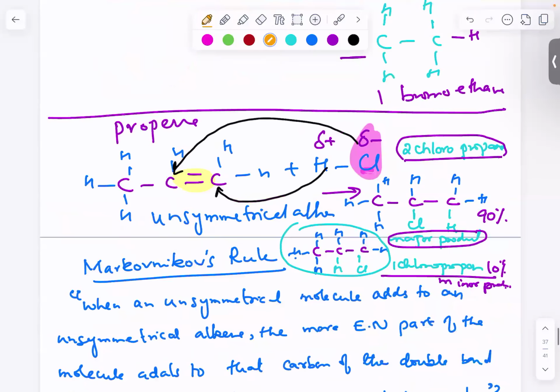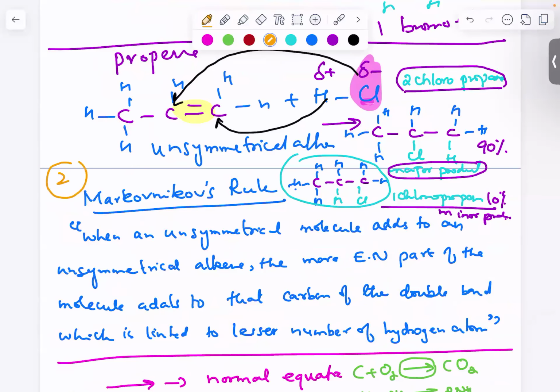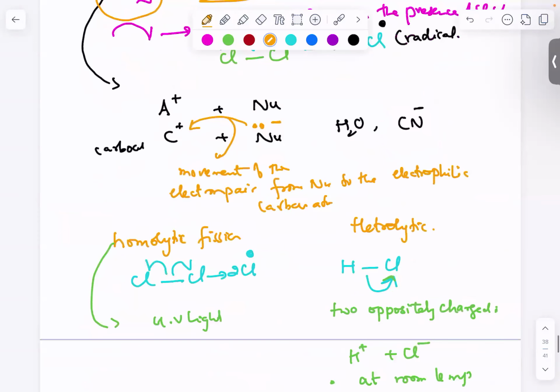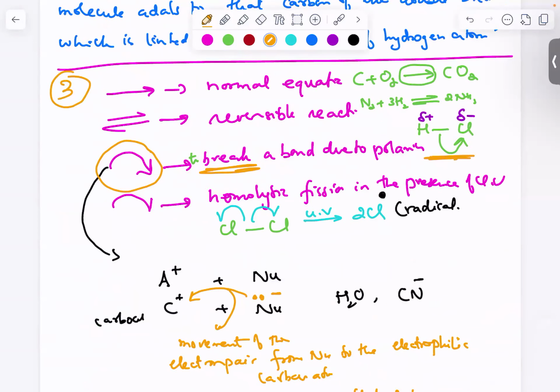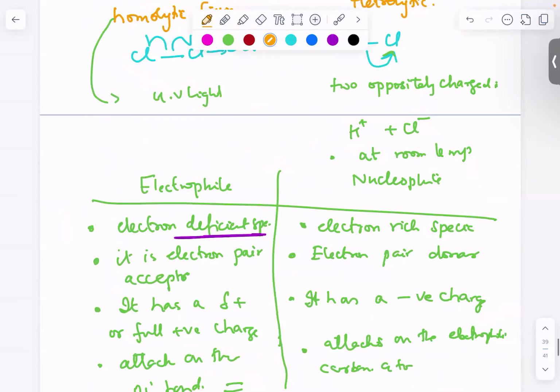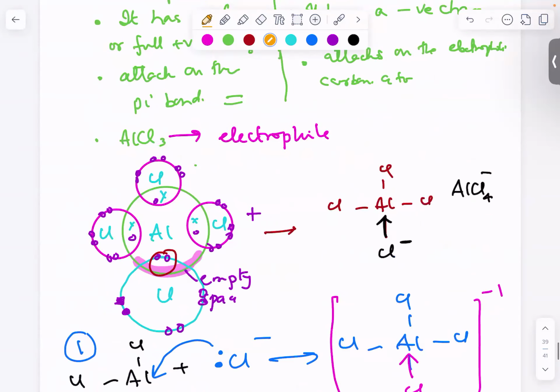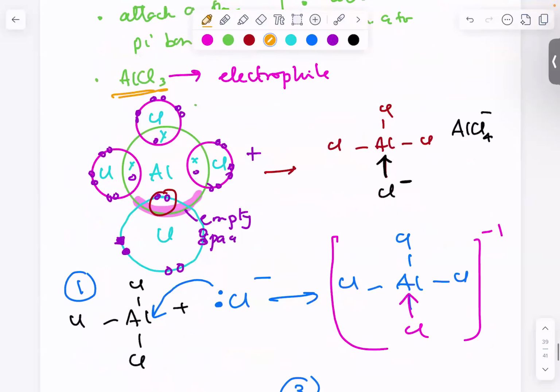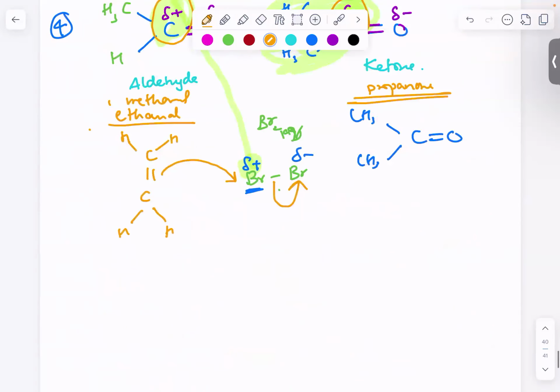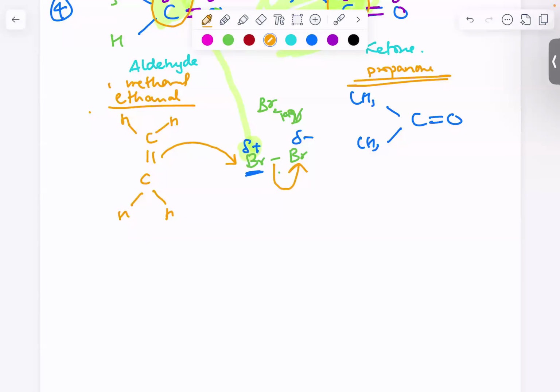Then I told you about Markovnikov's rule. Then I told you about the types of bond arrows. Then I told you about the difference between electrophile and nucleophile. And then I gave you a new example as well, right? So I haven't left any stone unturned. I tried my level best to explain all the things, whether they are in your book or not.